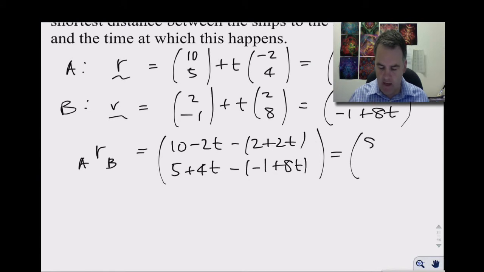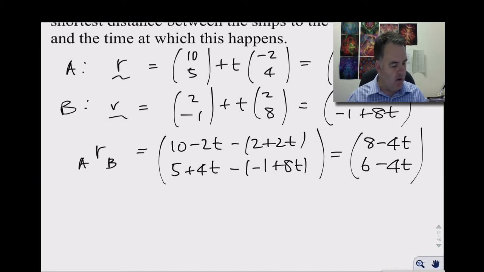So a bit of working out here. 10 minus 2 is 8. Minus 4t. I'm getting this right. And 5 minus -1 is 6. 4t minus 8t is -4t. Looks good to me. Okay, so that's the relative positions taken care of.